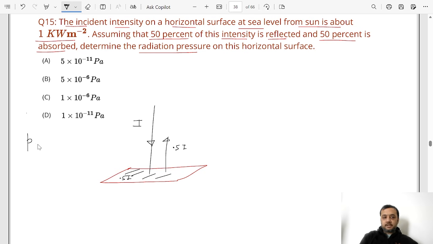If you remember, the radiation pressure because of the absorbed light is written as I by C, and for the reflected light it is twice of I by C. This is the formula.